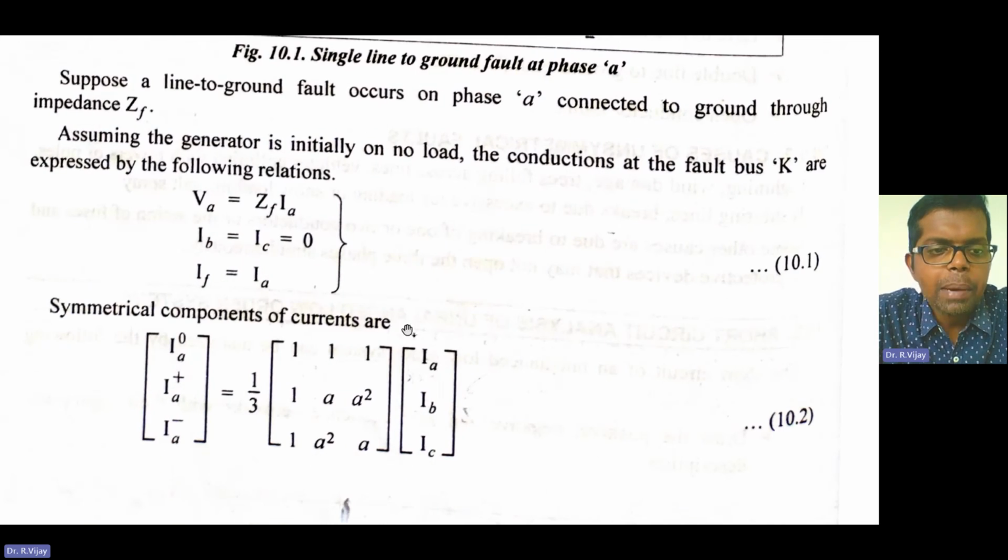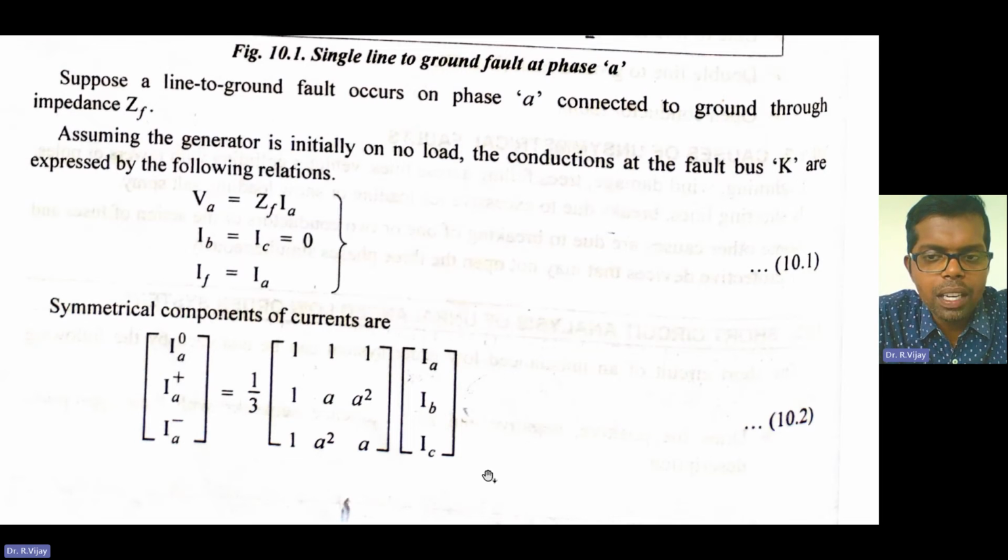Next, symmetrical components of the current. Already we have seen IA0, IA positive and IA negative is equal to 1 by 3 into the matrix 1 1 1, 1 a squared a, 1 a a squared. This is the transformation matrix, multiplied by IA, IB, and IC.